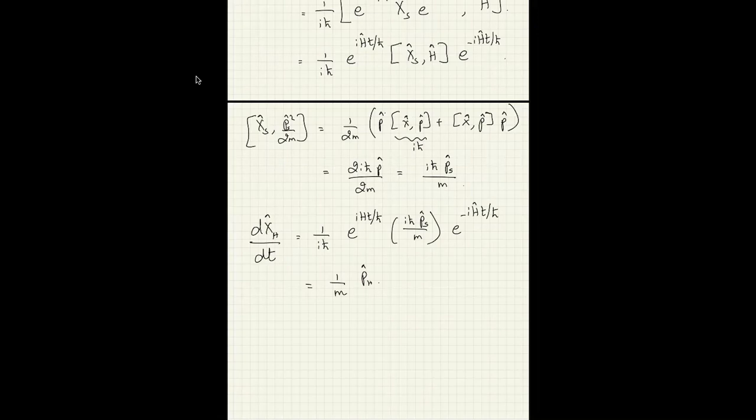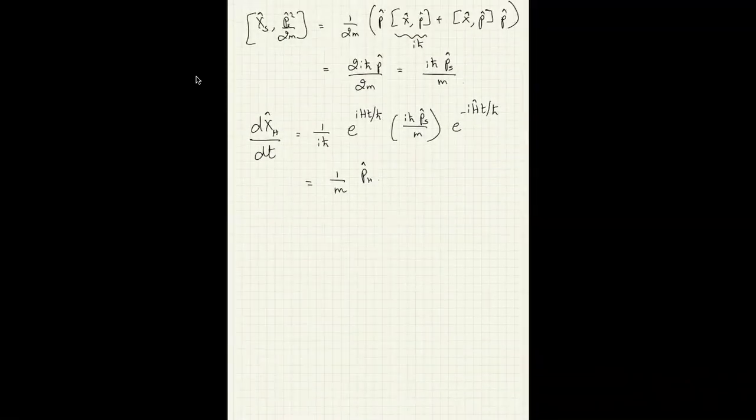Why? Because even if I add a potential V of X here, the V of X will commute with X anyway. So my commutator will not change and this result will not change. So this is regardless of whether I'm talking about a free particle or a particle that is moving under some potential V of X. This part does not change. The reason I'm taking the free particle is because the integration becomes non-trivial. So what do I mean by that?